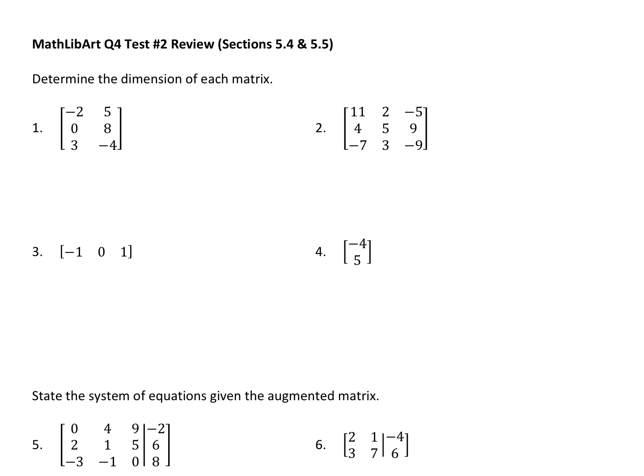Your test is going to cover sections 5.4 and 5.5, starting with the first section of your review. You are determining the dimensions of each of the given matrices. For number 1, you have the matrix -2, 5, 0, 8, 3, -4. You have 1, 2, 3 rows, and you have 1, 2 columns. So this is a 3 by 2.